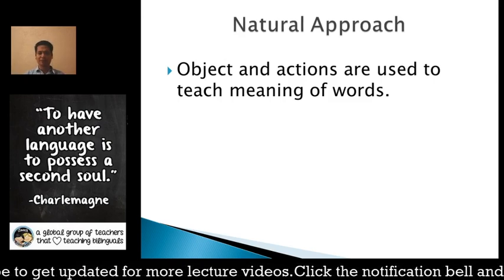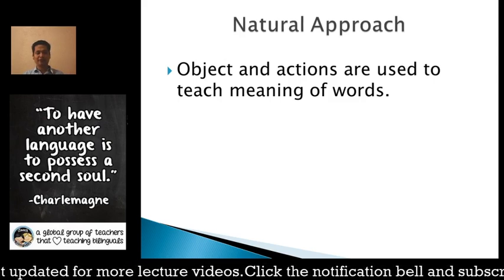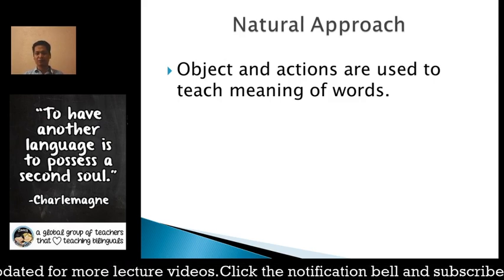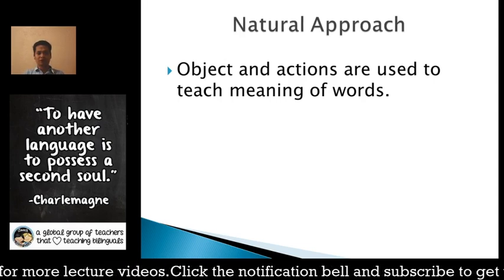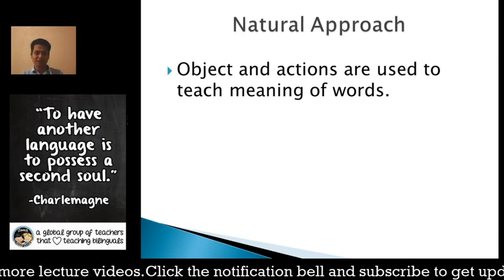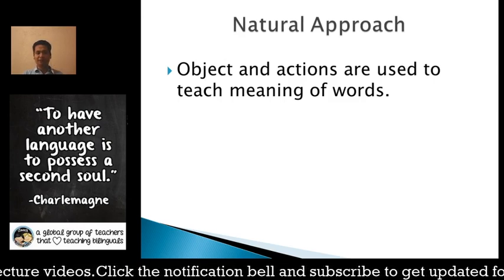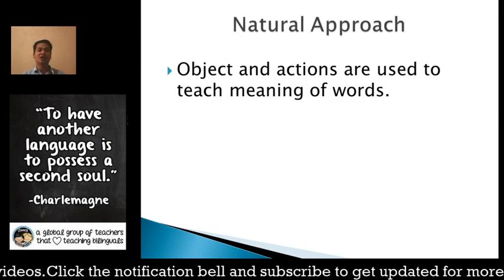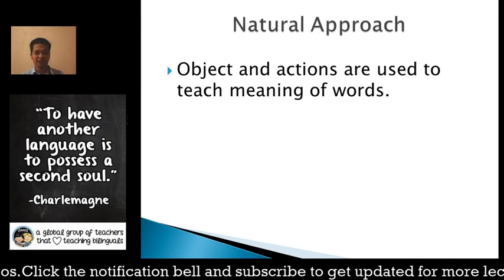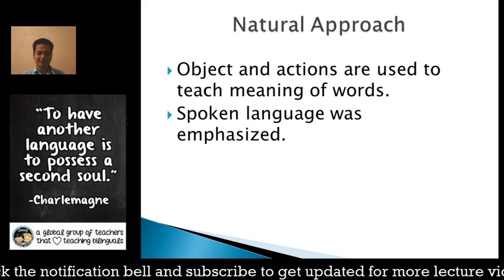Say for example, you are defining invertebrates, right? You can probably present pictures to your students, or you can also bring models right inside the classroom so that they could easily understand the meaning of that word. All right. Okay. And spoken language was emphasized.